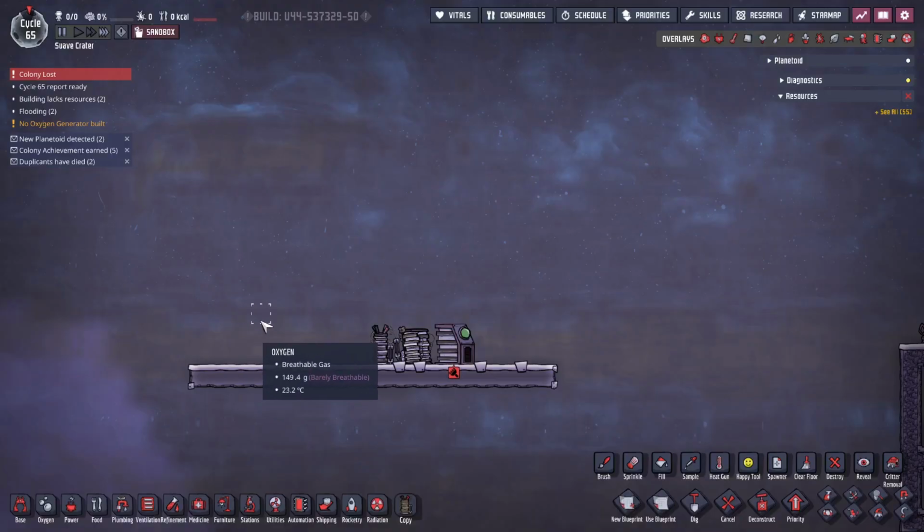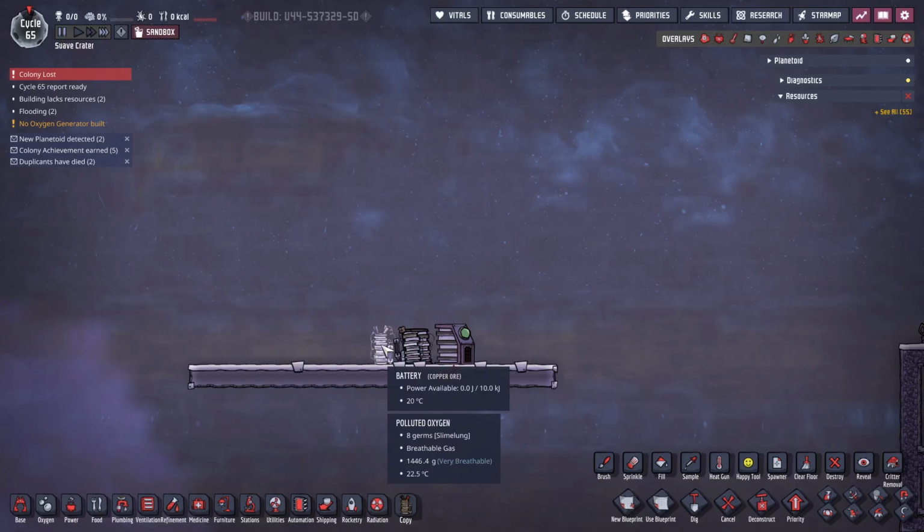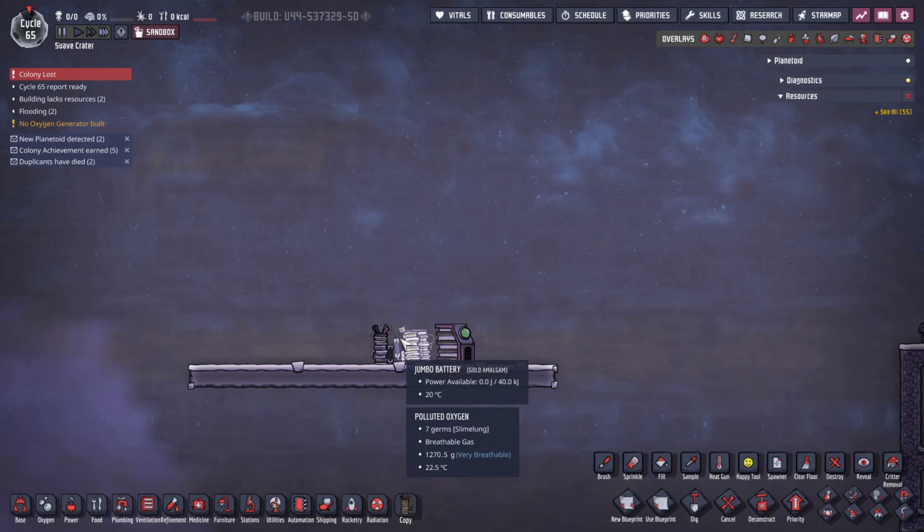Let's now talk a little bit about the different batteries because they all have different leak rates. So let's start with the first one, which is a normal battery that you probably have access to first. This battery has a capacity of 10 kJ, but it will have a leak of 1 kJ per cycle. The second, the jumbo battery, will have a capacity of 40 kJ, which is quite a lot, but it also has a leak rate of 2 kJ per cycle, so this is twice as much as the previous one.